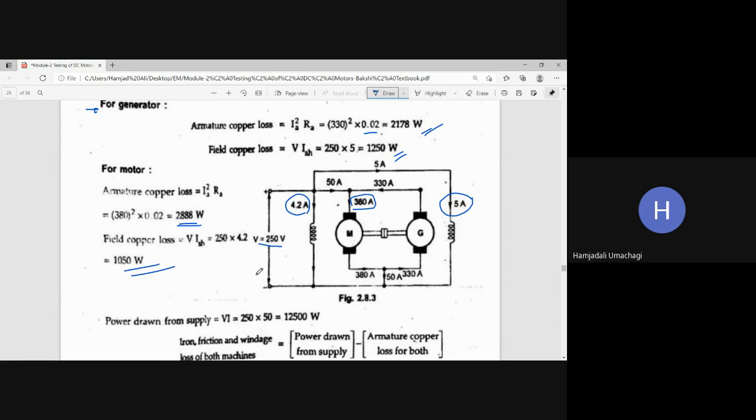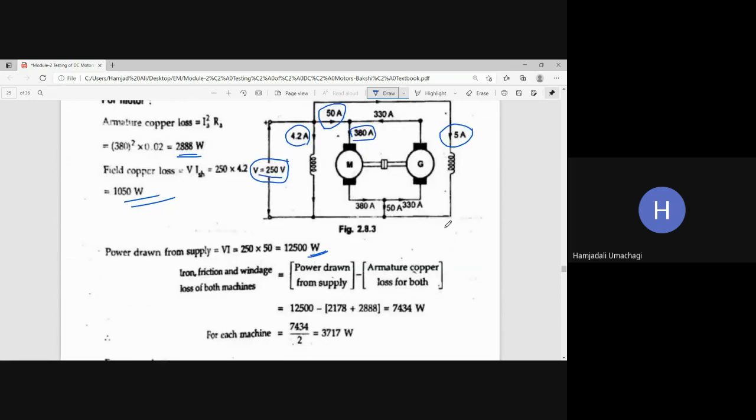Power drawn from the supply is equal to V into I. What is V? V is the input voltage, that is 250, and current is 50 ampere to the motor generator side. So 250 into 50 will be 12.5 kilowatt, or otherwise 12,500 watts. So this is the input to the motor. After calculating input and the total armature copper loss and field copper loss for the motor and generator set, now let us calculate the stray losses.